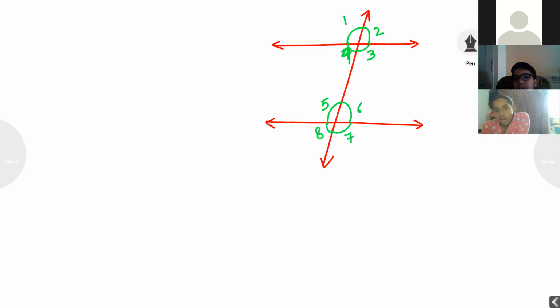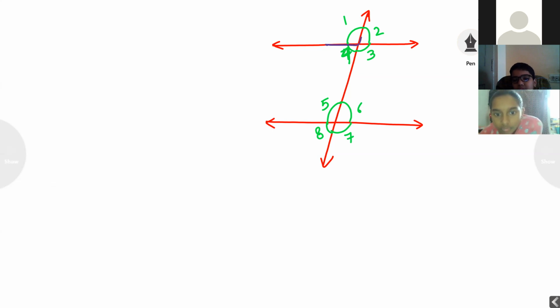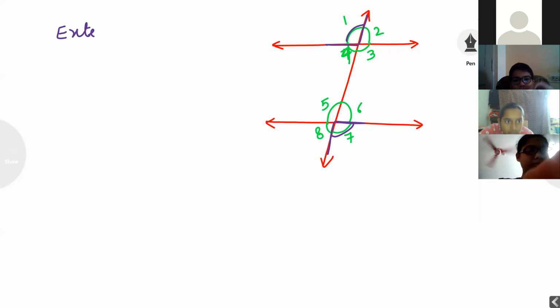Now concentrate here. In this figure, firstly, you are observing the 1-7 shape. Exterior means outside, alternate means one from left side, second from right side. Angle 1 is equal to angle 7. Understood? One from left side, second from right side. This is exterior alternate angle.